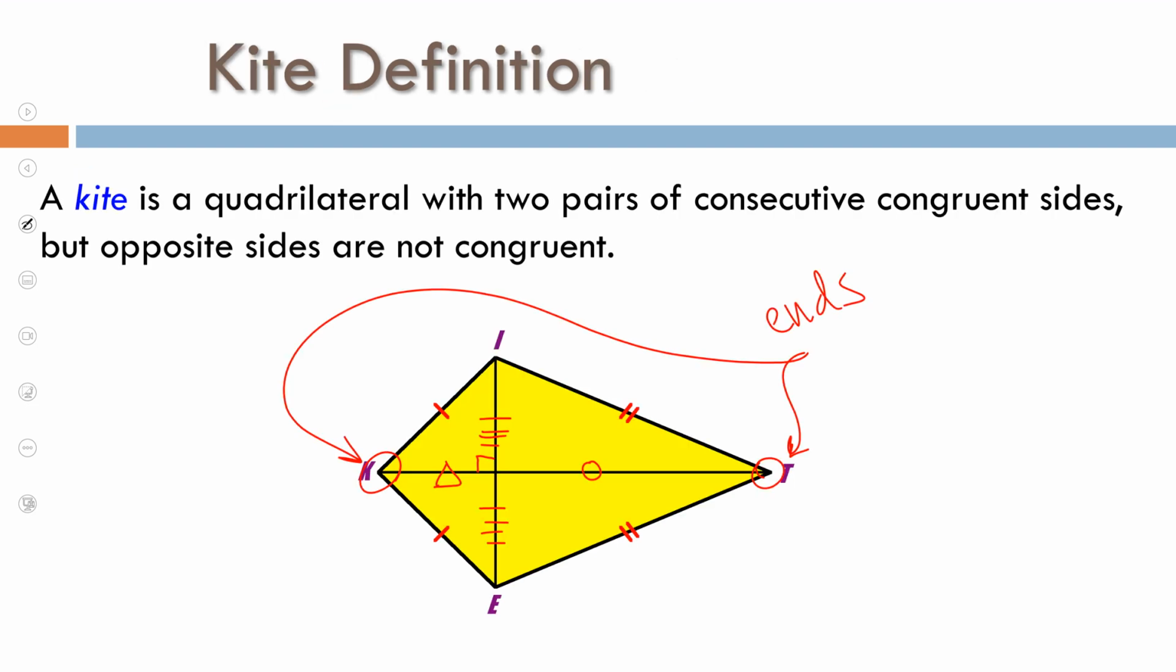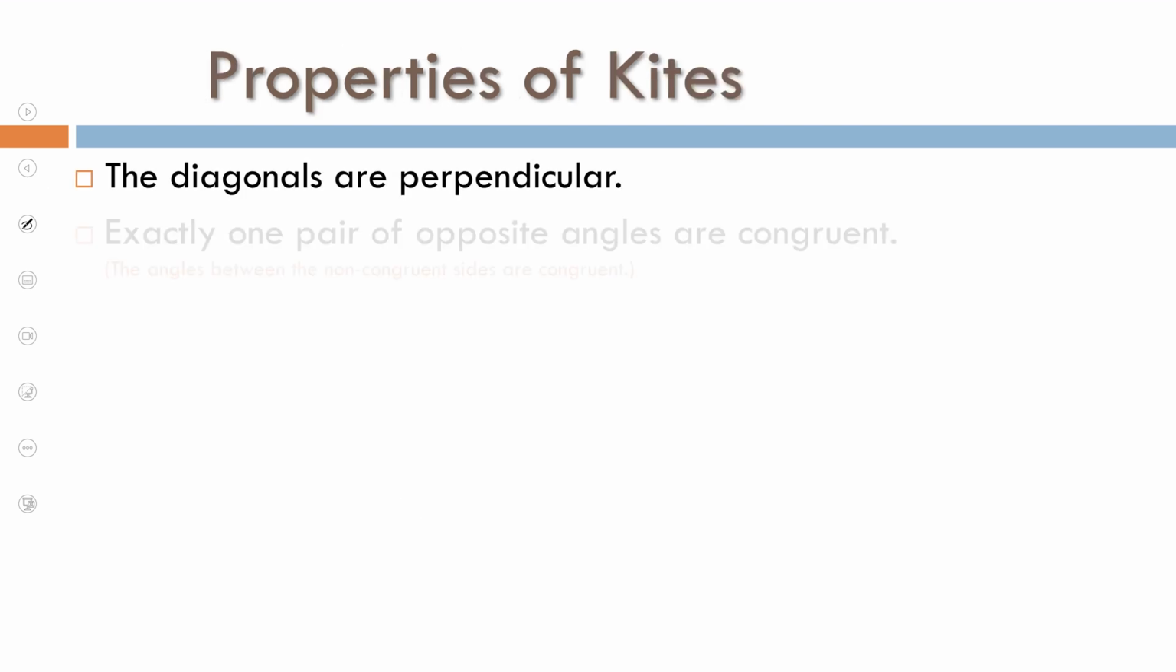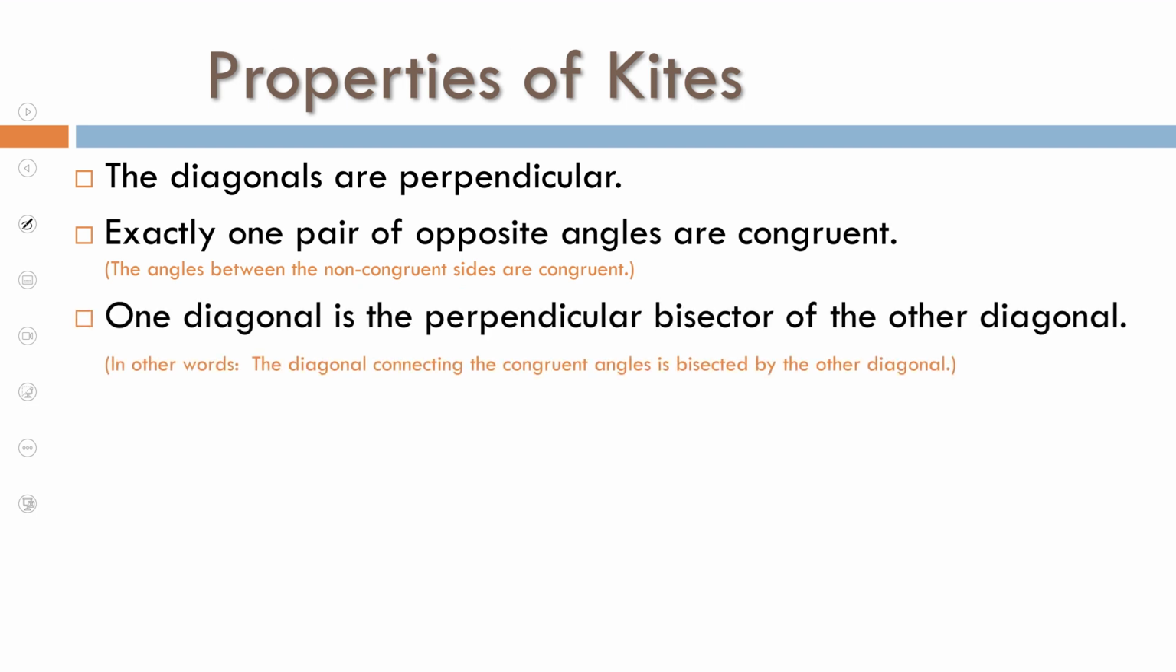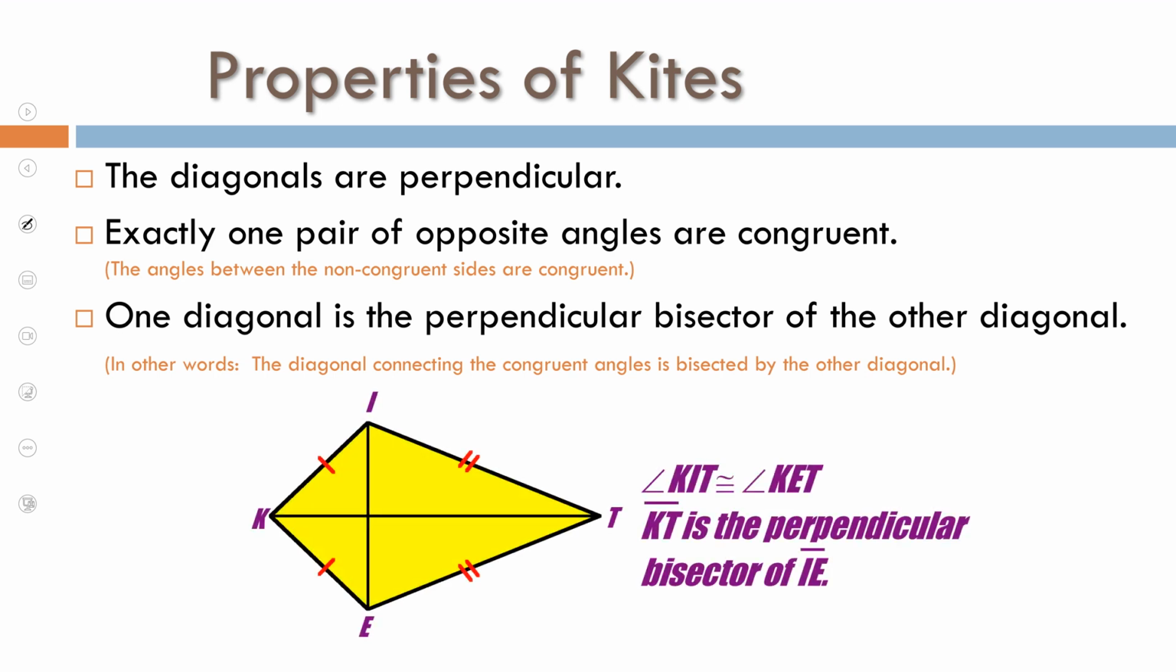So if we go back to our picture, this angle is equal to this angle, but K and T are not congruent. The angles at the ends are not congruent. That's what Scott said. One diagonal is the perpendicular bisector of the other diagonal. Okay.